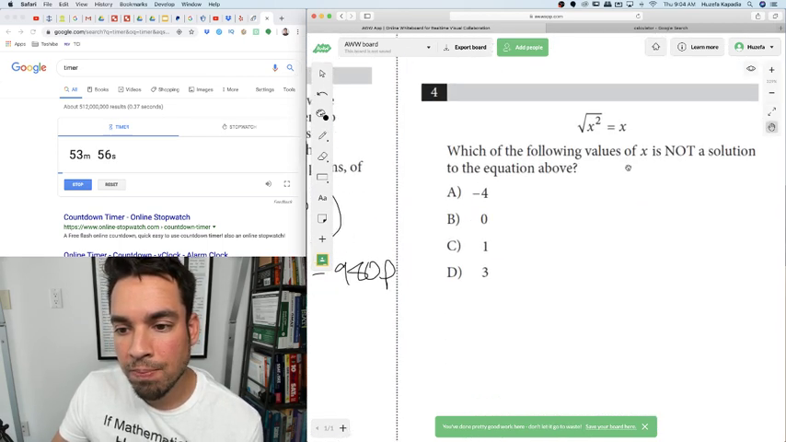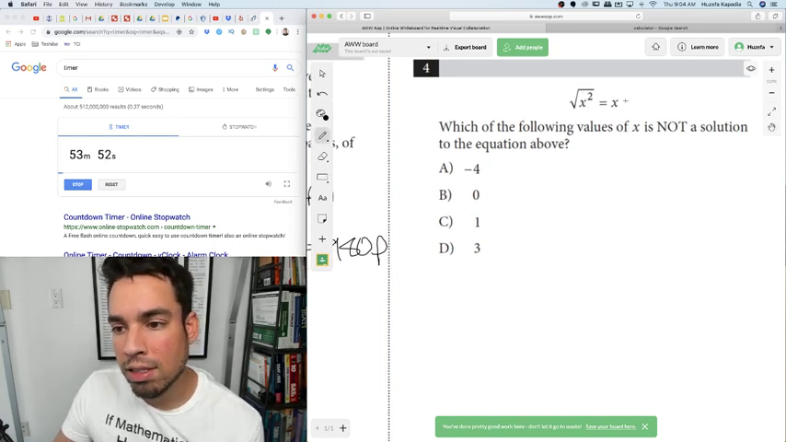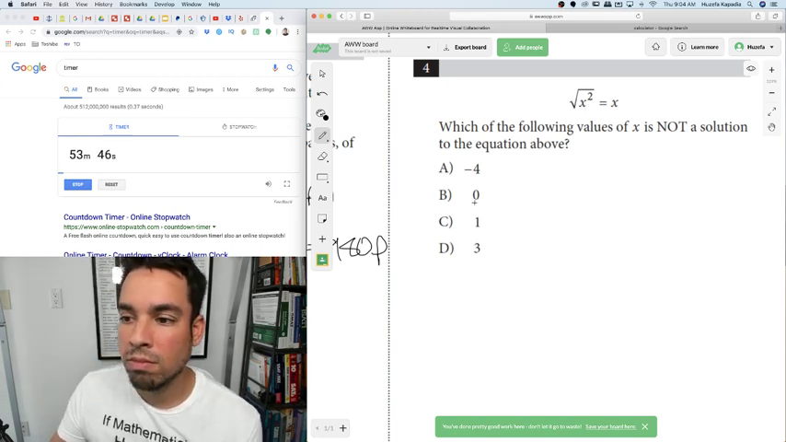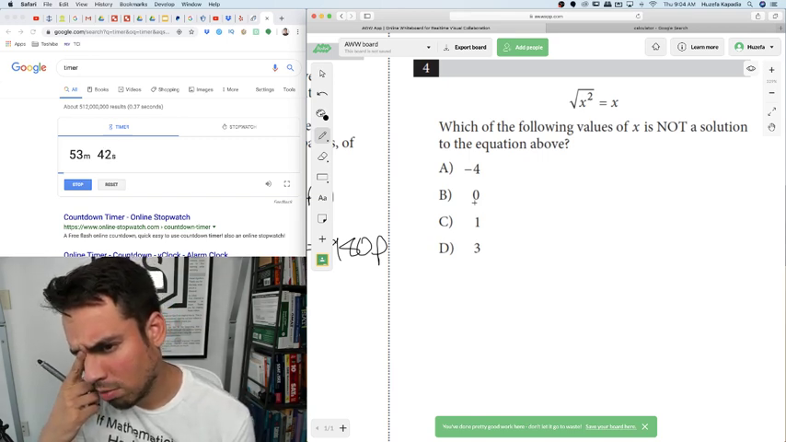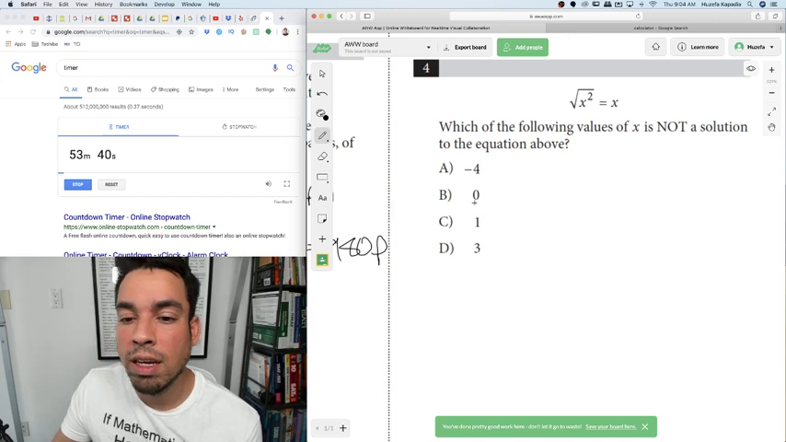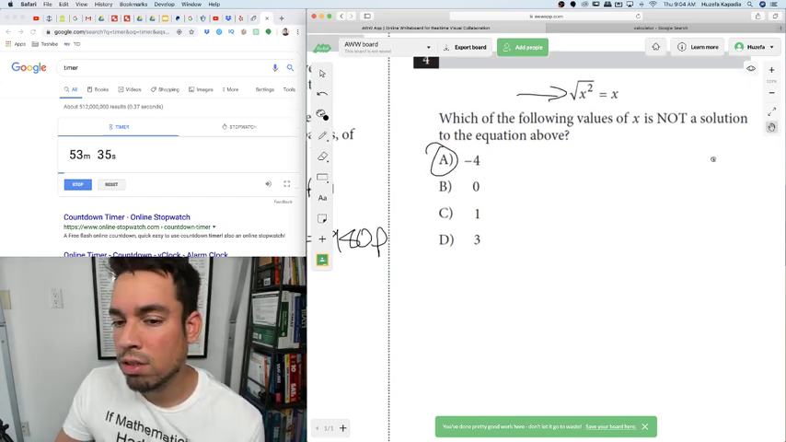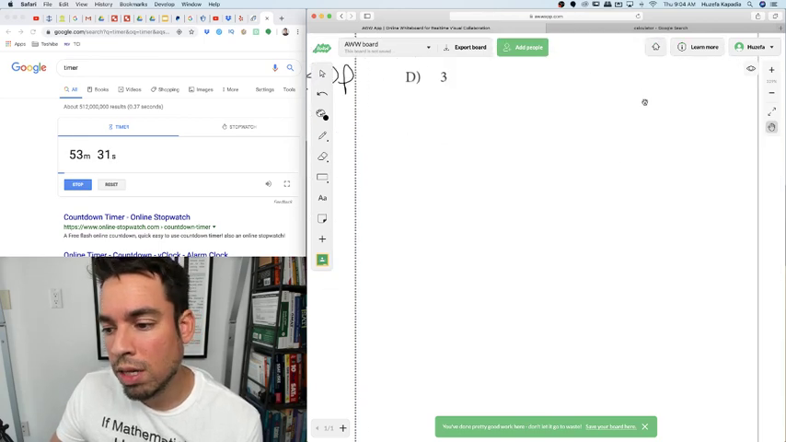All right, next. Which of the following values of x is not a solution? All right, square root of x squared is just x. Values of x is not a solution to the equation above. Oh, it's -4. What am I talking about? Because this is equivalent to absolute value when you square root something squared. So that would become +4, and -4 would not equal +4.